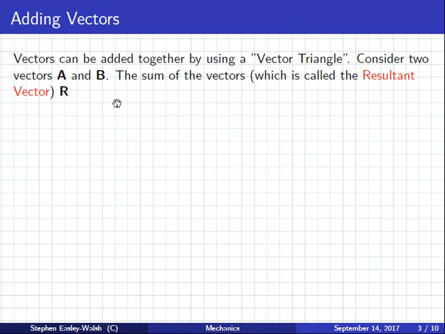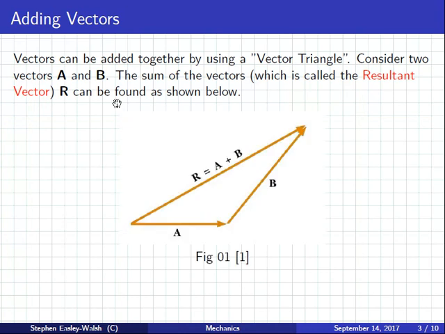Which I call OR. And you can do this as shown below. So let me show you how to add vectors together. So if you have two vectors A and B, what you do is you put the tail of B at the head of A. And the answer, A plus B, will just be from the tail of A to the head of B. So for example, let's say I have two vectors.